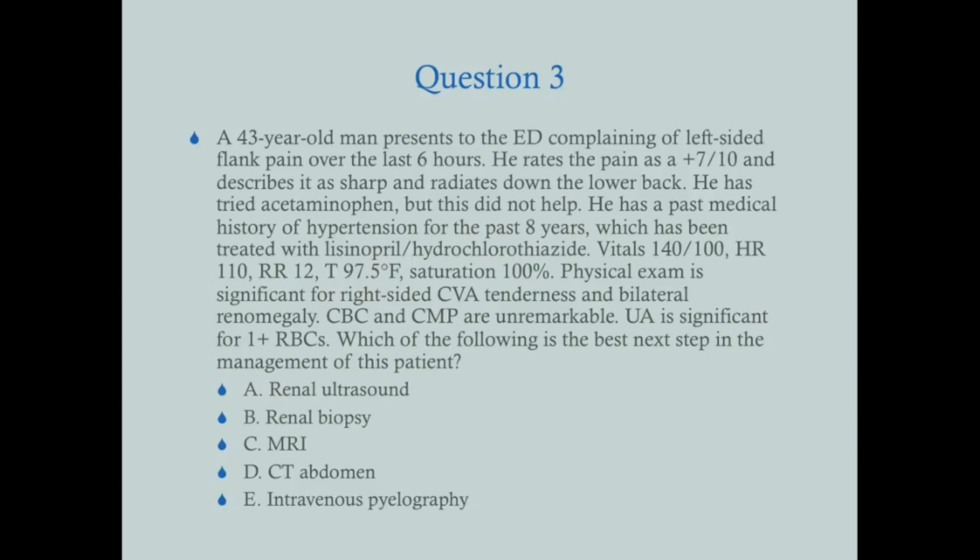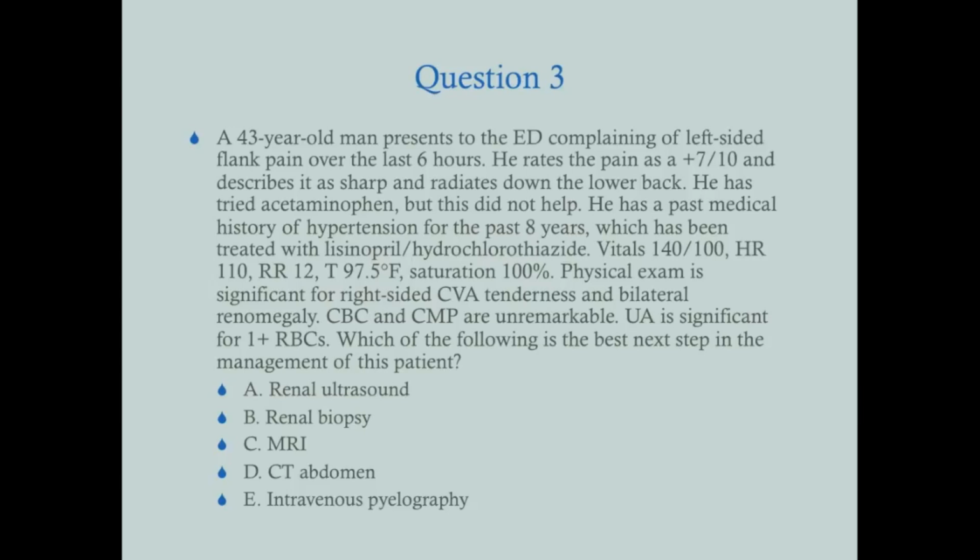Physical exam is significant for right-sided CVA tenderness and bilateral renomegaly. CBC and CMP are unremarkable. Urinalysis is significant for 1+ RBCs. Which of the following is the best next step in the management of this patient? A, renal ultrasound; B, renal biopsy; C, MRI; D, CT abdomen; or E, intravenous pyelography?